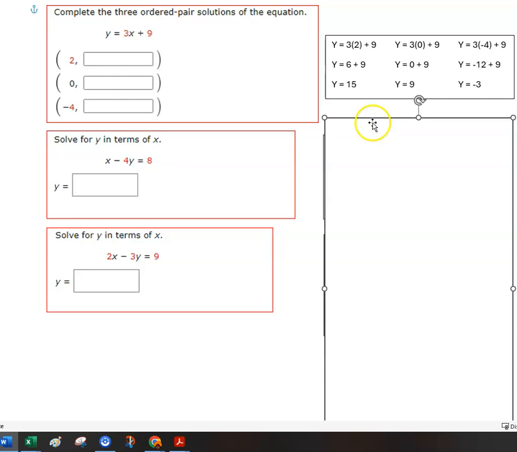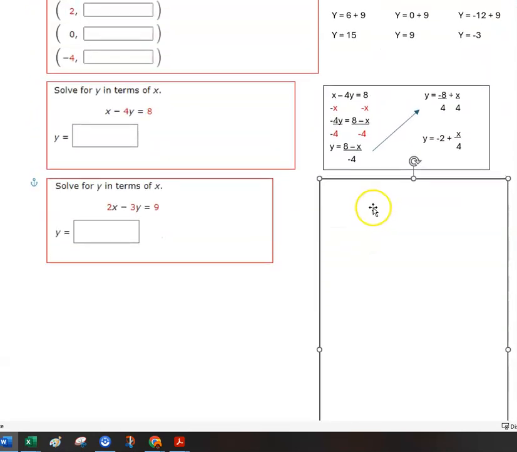Now when it says solve for y in terms of x, basically what we're doing is turning the equation around so it'll say y equals something. So my original equation says x minus 4y equals 8. I want to isolate the y, so first I'm going to subtract x from both sides. That will give me negative 4y equals 8 minus x. Then I want to isolate the y. I'm going to divide both sides by negative 4. Now I've got y equals 8 minus x over negative 4. That could be a correct answer, but it needs to be cleaned up a little bit.